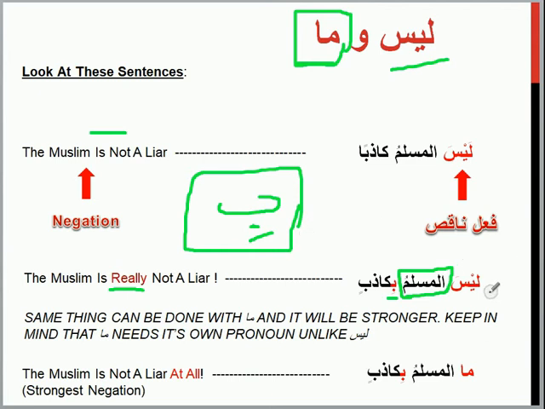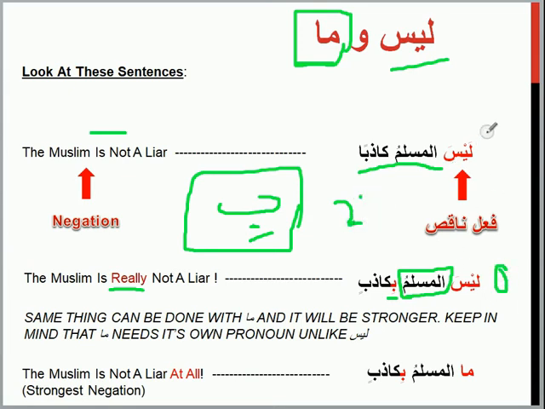So ma would need a doer. That's an important note I want you to take. And now moving forward, ma muslimu kazibat would give you the meaning he is not a liar. Stronger than this one. Okay, so this is the least strong, which means the weakest form of negation. Then you have ma muslimu kaziban, which is the second strongest. This one is the third.